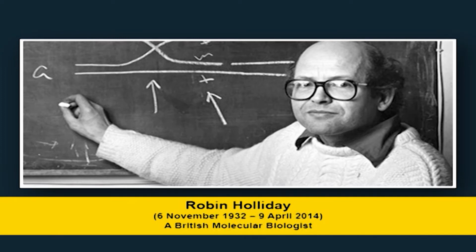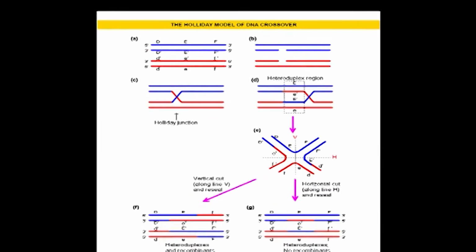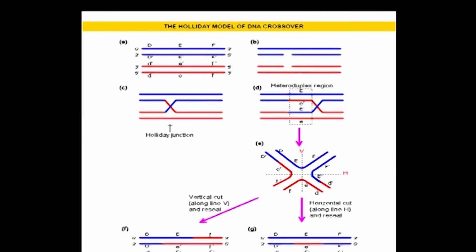Reciprocal exchange of DNA strands between two nearly identical DNA molecules occurs during homologous recombination and results in a four-way DNA junction, named the Holliday junction after Robin Holliday in 1964. The following figure explains the Holliday model of DNA crossover.